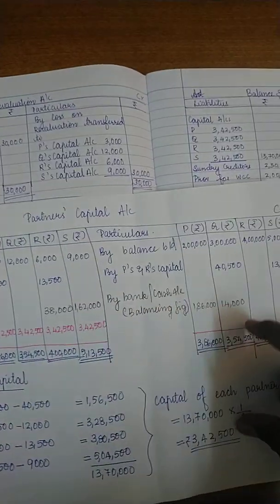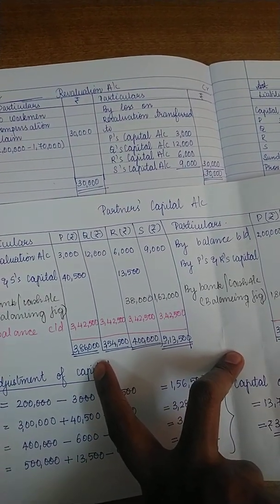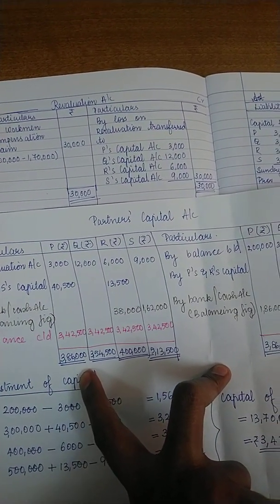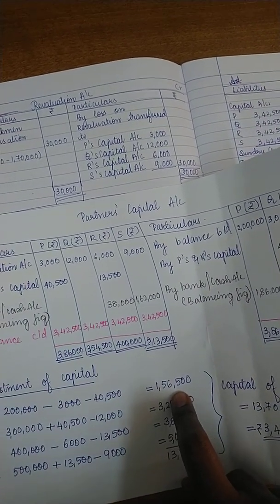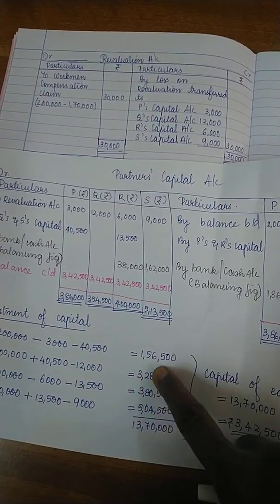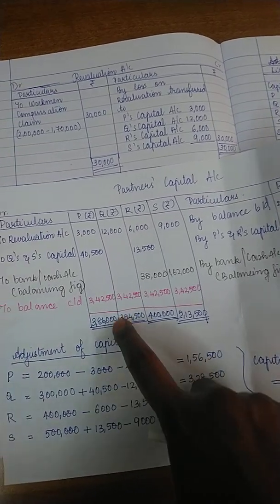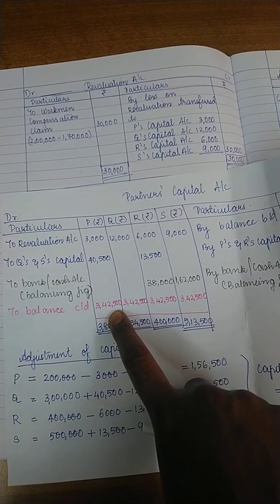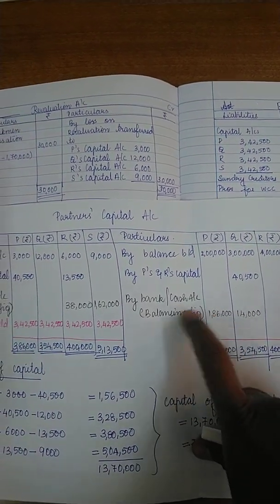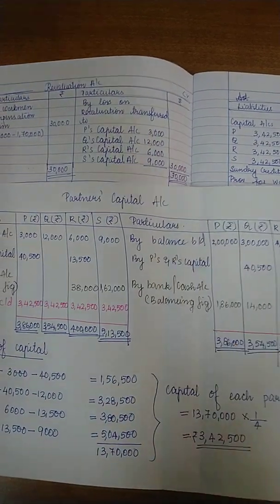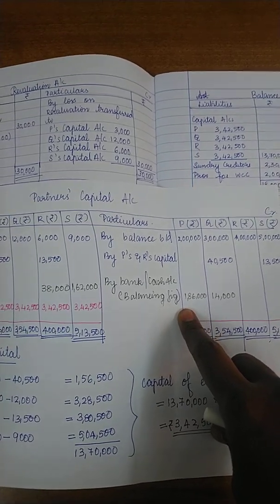Which side is more? Is the debit side more or the credit side more? The debit side is more, 3,86,500. He needs to maintain 3,42,500. But here, when adjusting goodwill, revaluation loss and all, P has only 1,56,500. As per the new agreement, P has to maintain capital of 3,42,500. So P should bring an extra 1,86,000 by bank or cash. The cash balance will come on the credit side as P has brought extra capital.